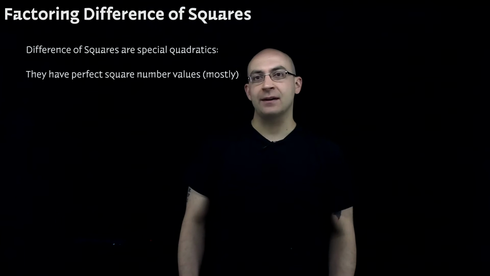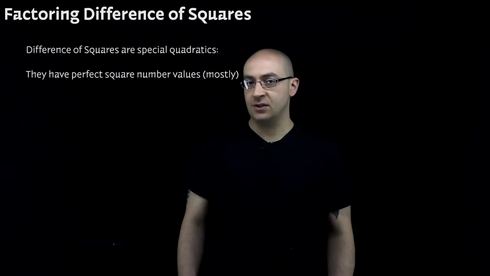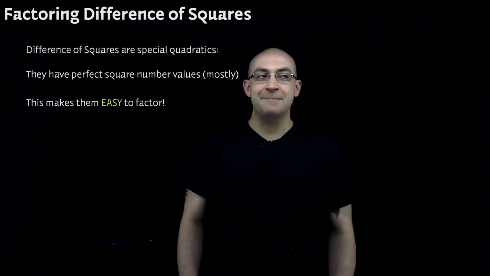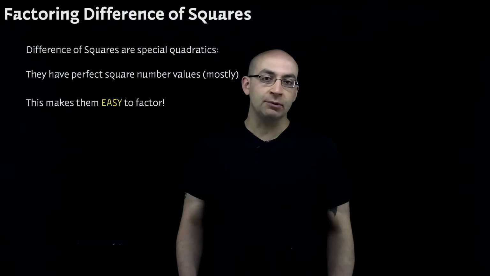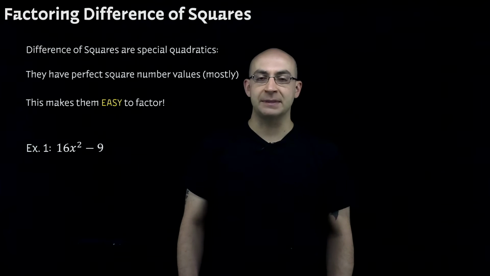Today I want to talk about factoring difference of squares, like quadratics, but better and easier. Difference of squares are special quadratics, usually two terms, where the coefficient of the initial term and the constant are going to be perfect squares, mostly. It makes them super easy to factor because all you really need to do is take the square root of that entire expression. Let's try some examples.